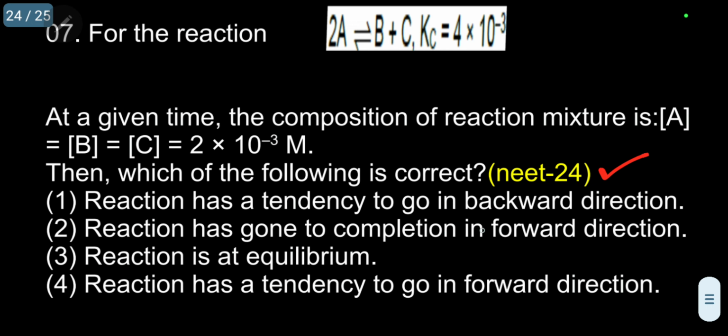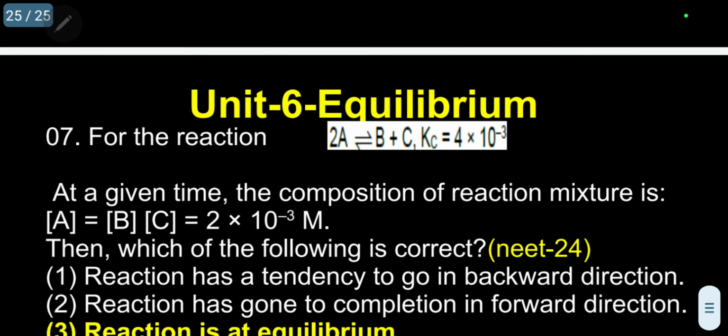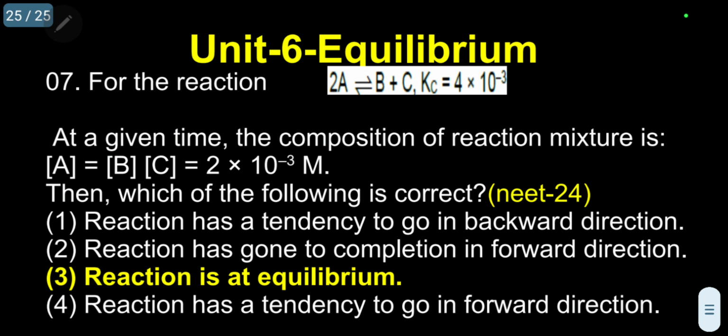The options: reaction has a tendency to go in the backward direction; reaction has gone to completion in the forward direction; reaction is at equilibrium; reaction has a tendency to go in the forward direction. So what is the correct answer? The values are already given. They are at equilibrium, so the answer is at equilibrium. The reaction is at equilibrium because the answer itself is given.